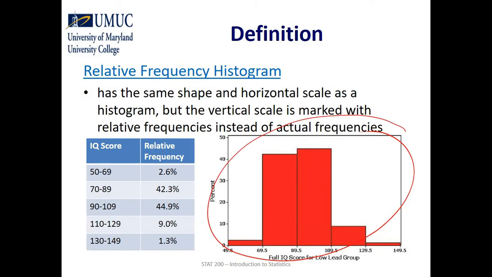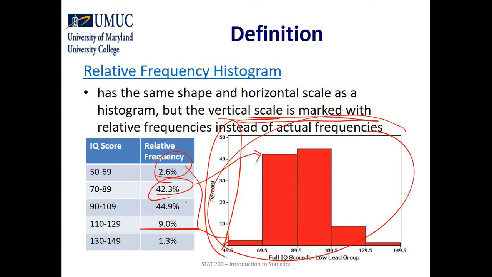Has the same shape and horizontal scale as a histogram, but the vertical scale is marked with relative frequencies. So that's this here. These are percentages instead of counts. So this value here is that right there. This value here is right there. This value here is right there. Okay, so hopefully that makes sense.